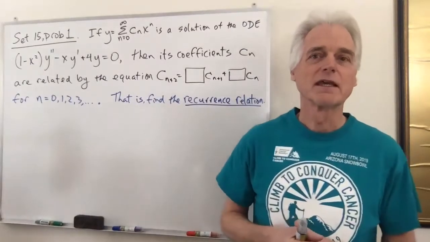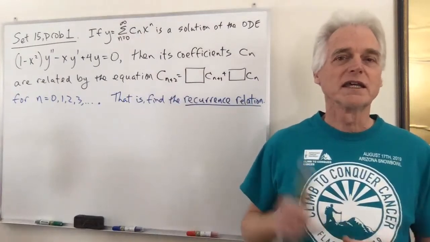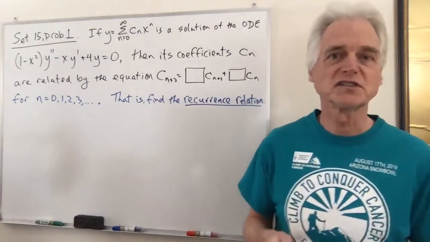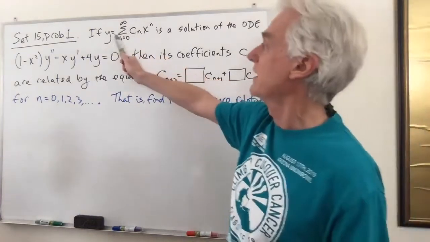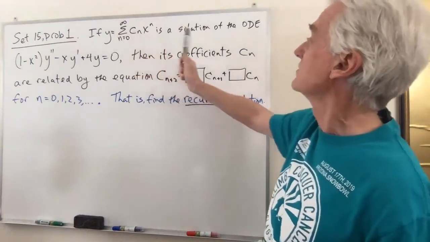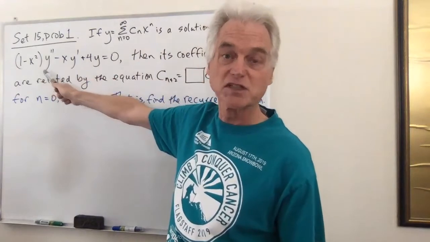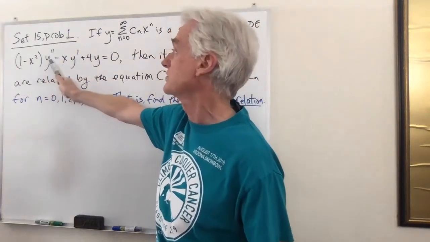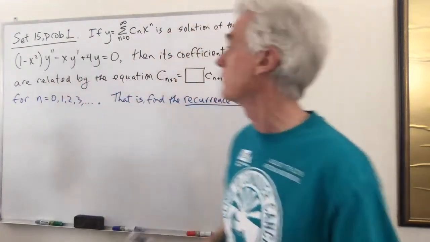Hello. In today's video, I'm going to talk about problem 1 in this set on series solutions of ODEs. And here's the problem. If y is this power series, if that's a solution to the ODE you see here, this is actually Chebyshev's equation, (1 minus x squared) y double prime minus x y prime plus 4y equals 0.